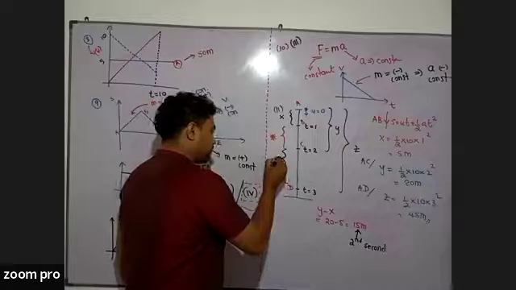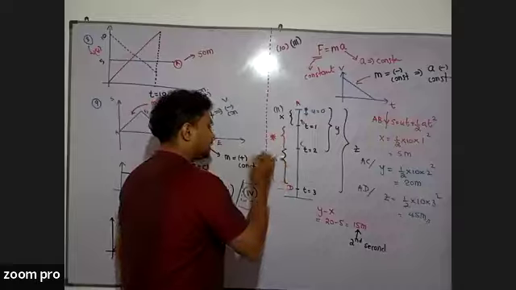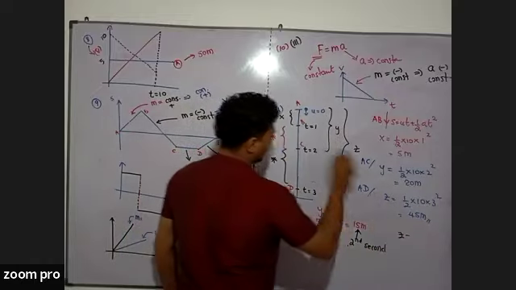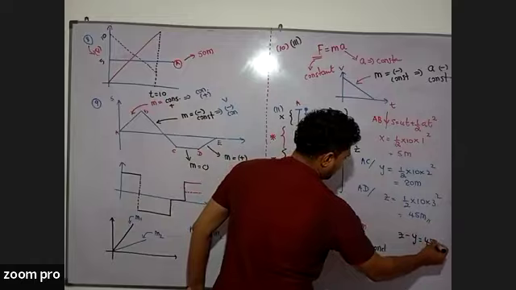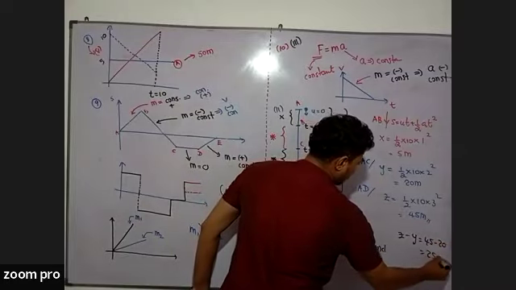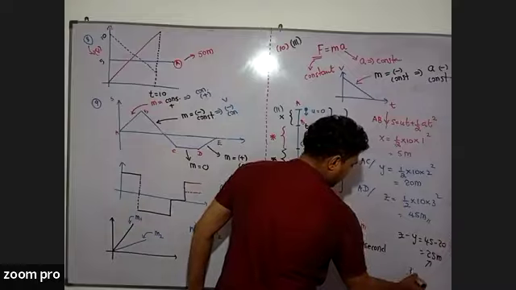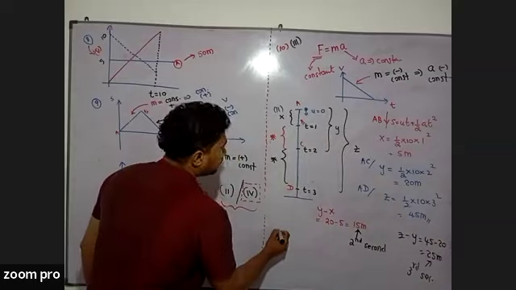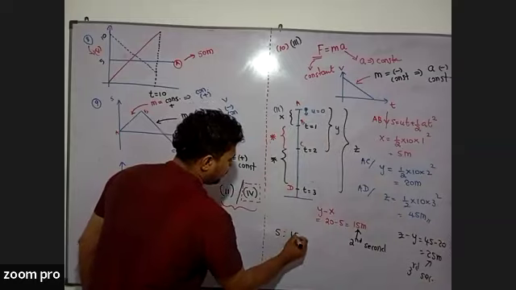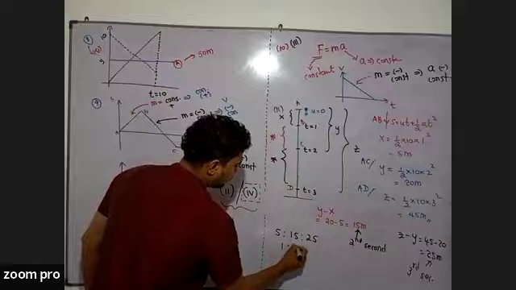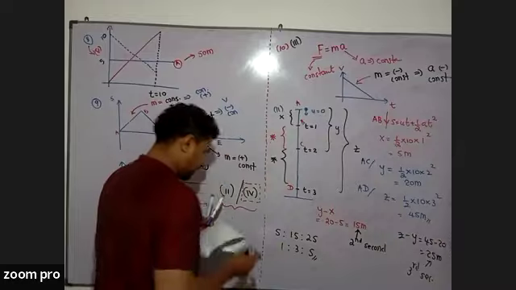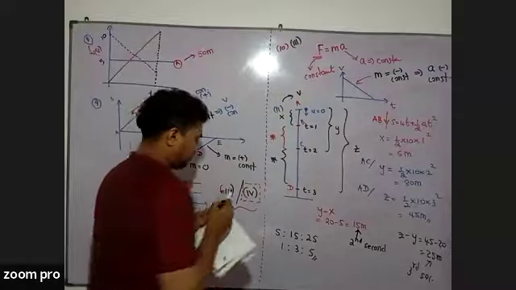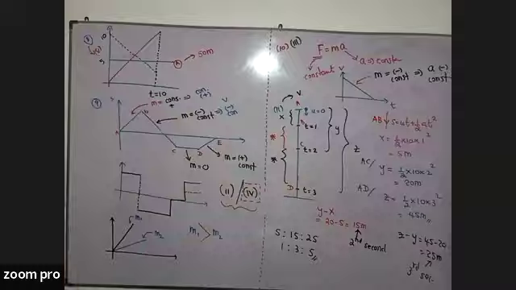This is the representation of the distance traveled in the third second. That means x minus y, isn't it? Then 45 minus 20 is equal to 25. This is the distance traveled in the third second, right? So if I consider the ratio 5 to 15 to 25, that means 1 to 3 to 5. So the answer should be the fifth one. Right.